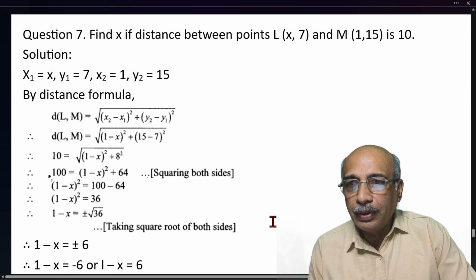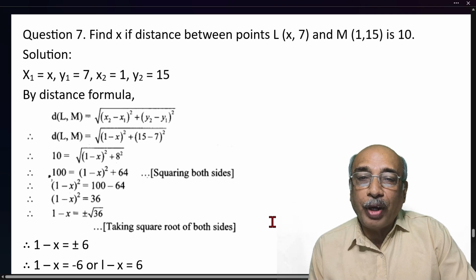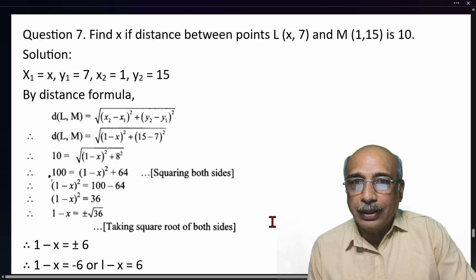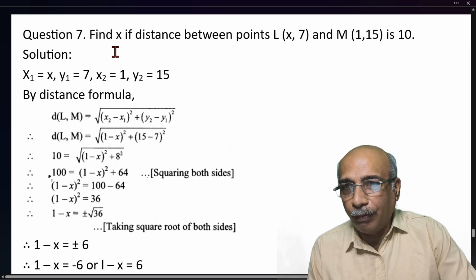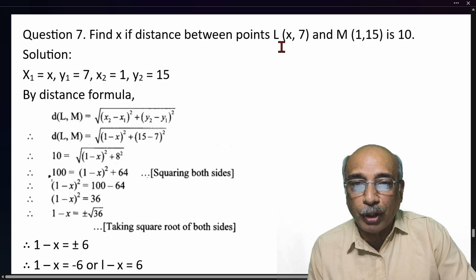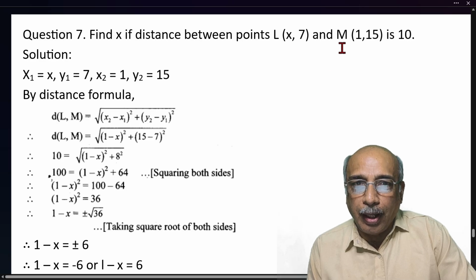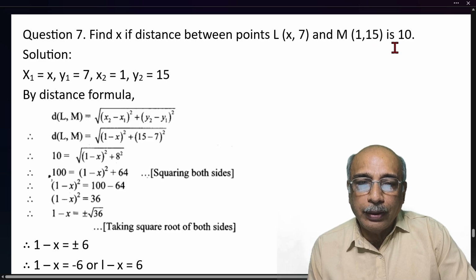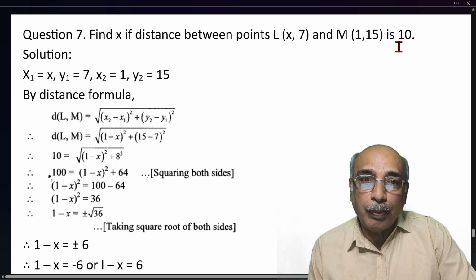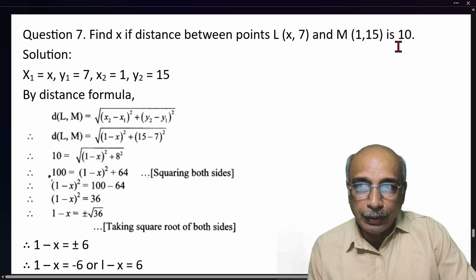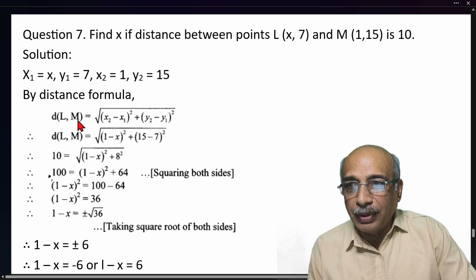Next problem. Here we have to find out the unknown x coordinate for point L. Find x if the distance between points L, with coordinates x and 7, and M, with coordinates 1 and 15, is 10. The distance between the 2 points is given.